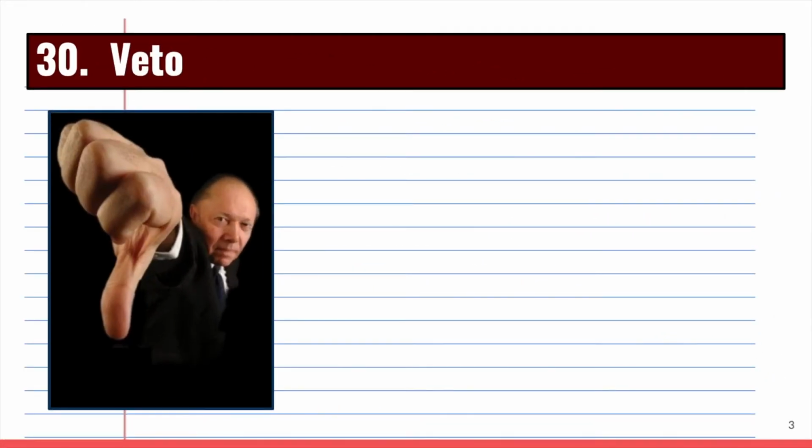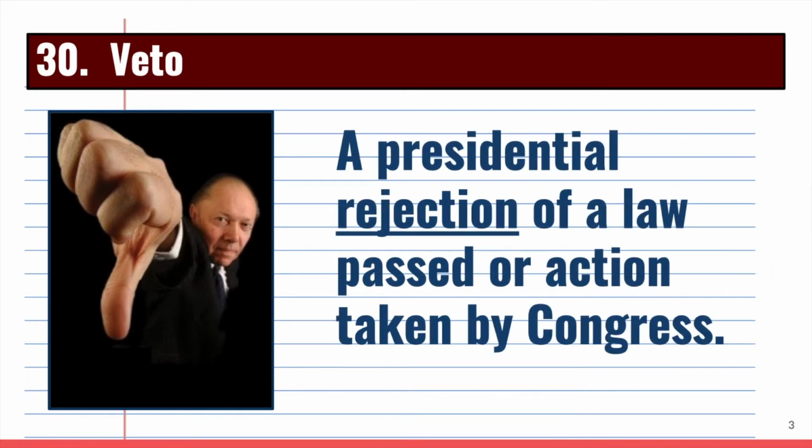And a presidential veto. The president has the power of the veto, which you will find out today. A veto is a presidential rejection of a law passed or an action taken by Congress. So the House and Senate can pass a law, but if the president vetoes it, it's not a law. We'll get into that in a little bit more detail in just a little bit.